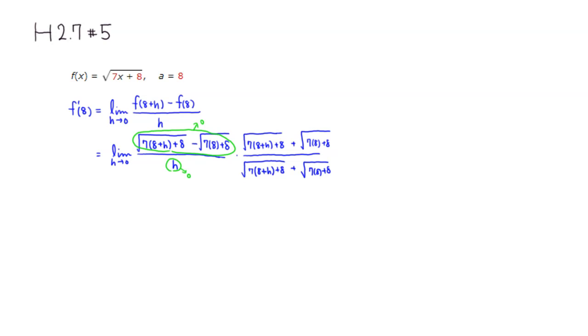Then multiply out. We're going to get the limit as h approaches 0. We have a minus b times a plus b, so we have a squared minus b squared, which gets rid of the square roots. I'm going to distribute the 7 to the 8, that would be 56, and then distribute the 7 to h, so that'll be 7h. And then you have a plus 8.